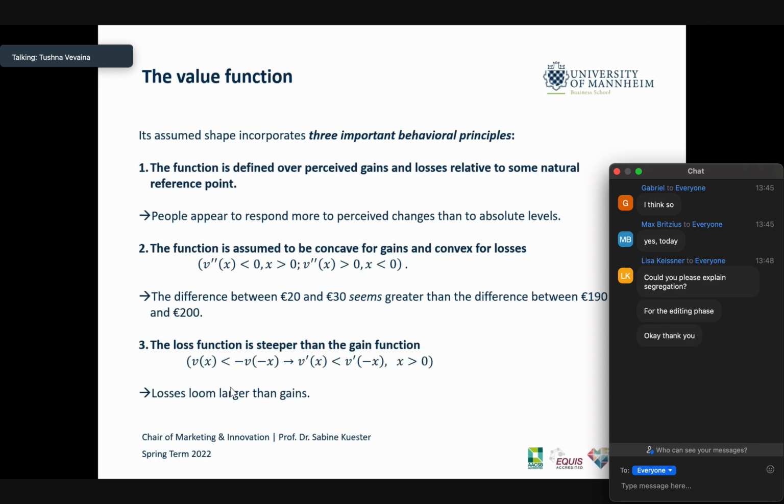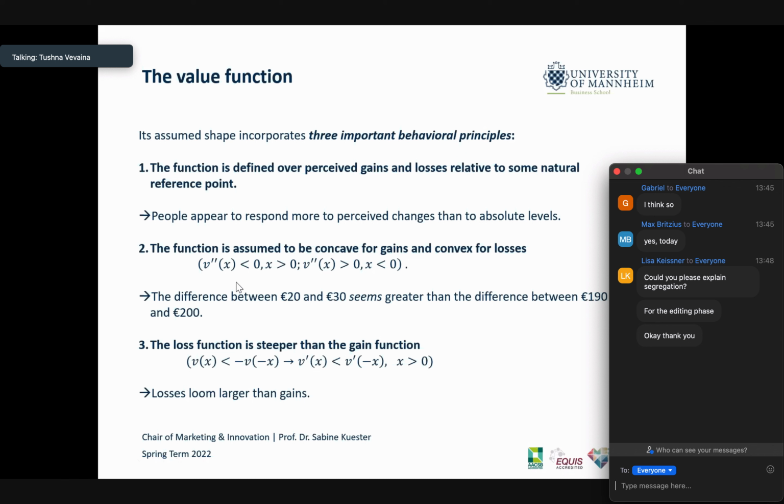Similarly, if you take the stock market, for you guys who invest into the stock market, if you have a gain, you're like, okay, my portfolio is growing or I've made a profit. But if there's a loss, you immediately get bothered about it. And so this is the concept of losses loom larger than gains.